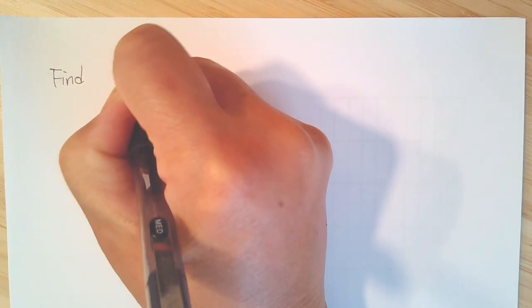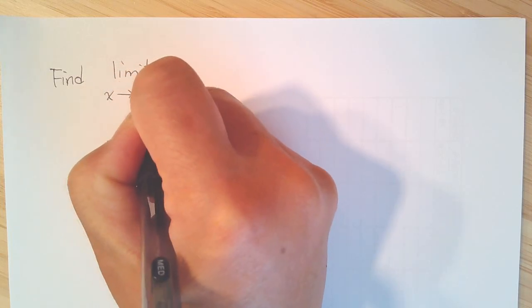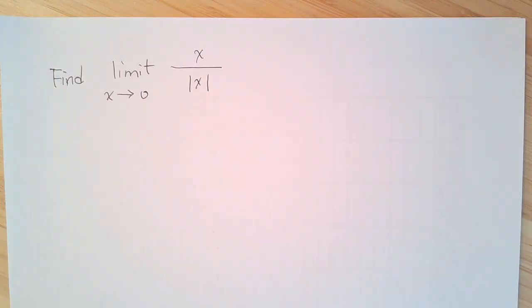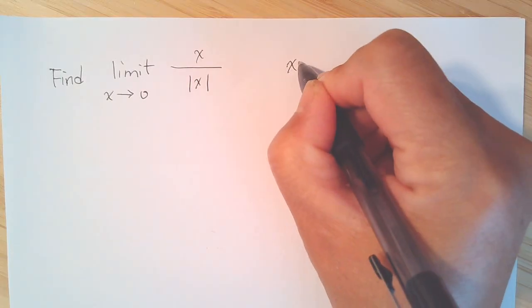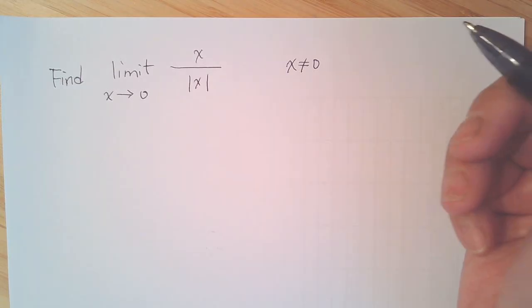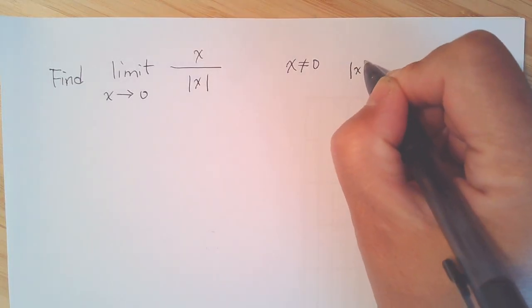For example, I give you this example. I ask you to find the limit when x approaches 0 of x over the absolute value of x. Find this. And of course, you don't want the denominator to be 0, so the domain should be all real numbers except 0. That's what we know.